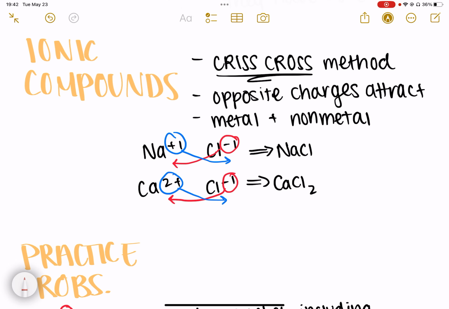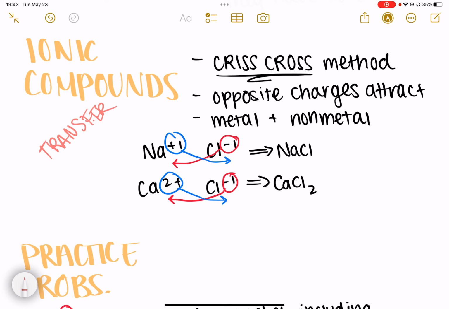Ionic compounds are compounds composed of cations and anions. So this is an electron transfer. Opposite charges attract, and you can tell if a compound is ionic or molecular from its composition. If it has a metal and a nonmetal, it's ionic, and if it has two nonmetals, it's molecular. The general rule is cations are metal ions and anions are nonmetal ions, as I've said. Ionic compounds are combinations of metals and nonmetals.